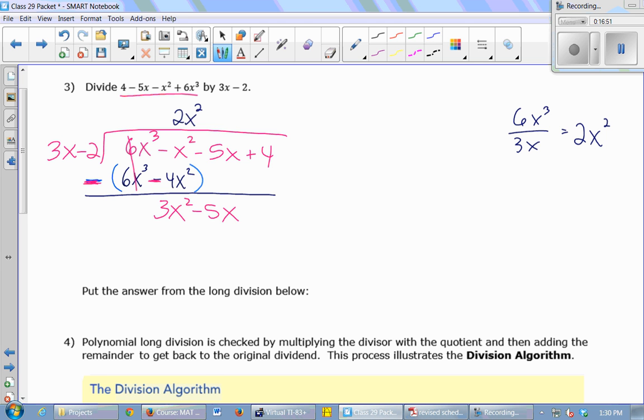All right, so now you ask yourself, what do you multiply 3x by to make a 3x squared? x. Yeah, 1x. So I put plus x. Line it up over the x term in the dividend. And then multiply. x times 3x is 3x squared. And x times negative 2 is minus 2x. And then subtract the whole thing.